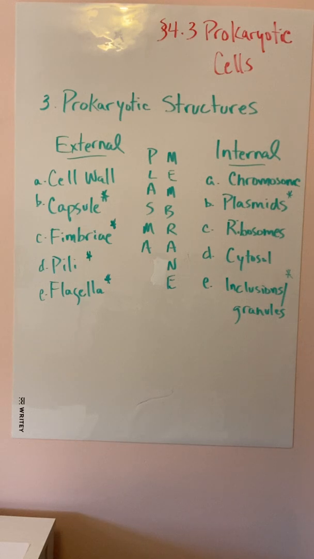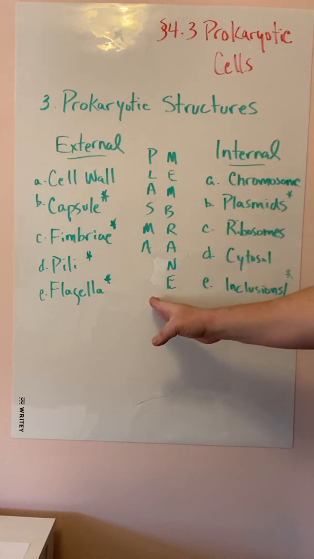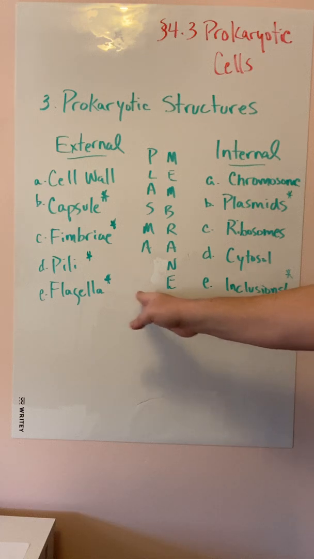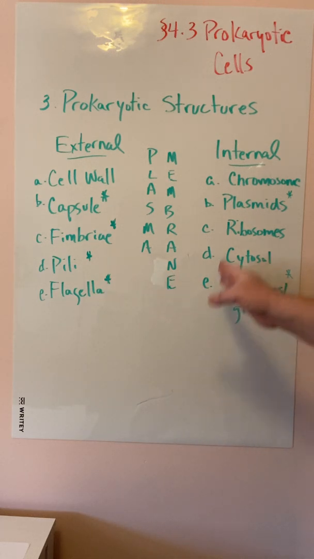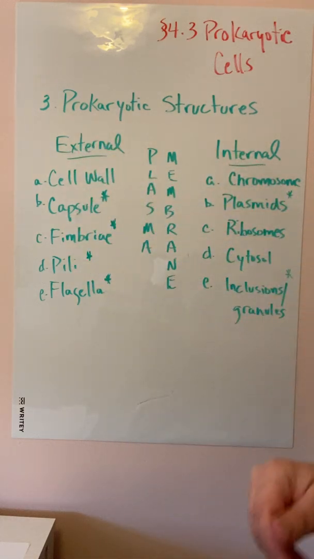All right, so the last learning objective for section 4.3 are prokaryotic structures. We're going to look at this like we did with the eukaryotic cell. The plasma membrane is still going to be the defining characteristic between the external and the internal environment. These are the 5 things that are going to make up our external structures of our prokaryotic cell.